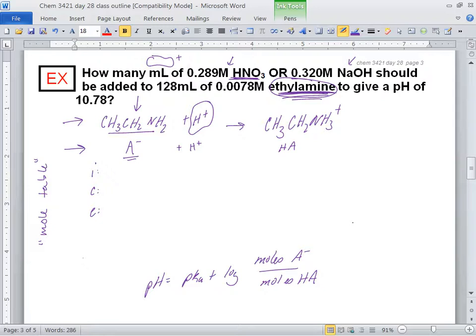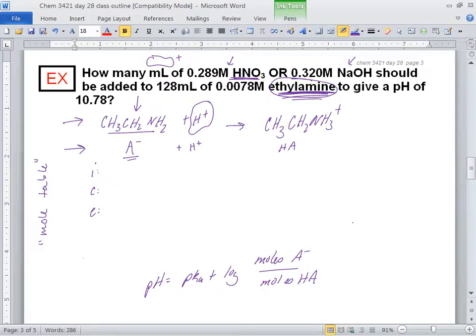And would you solve for the moles of ethylamine? Yeah, we need the moles of the ethylamine, it has to go in this table. The moles of the ethylamine. And how do you get the moles of the ethylamine, anybody? You don't need a mole bridge.